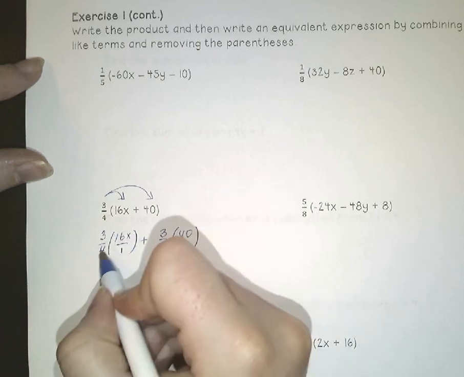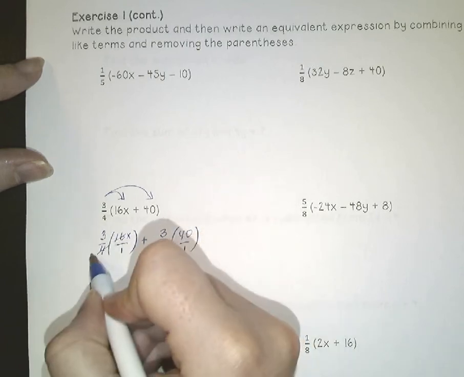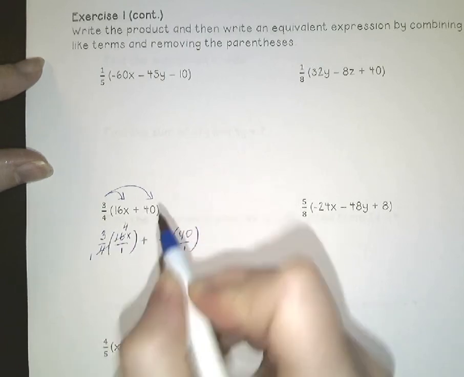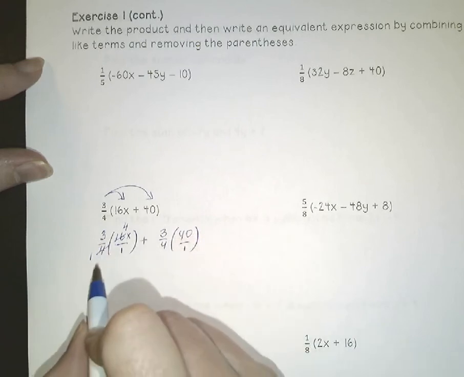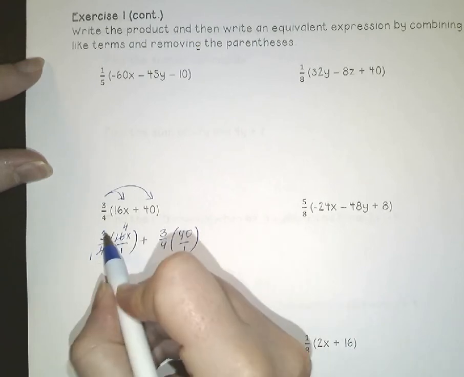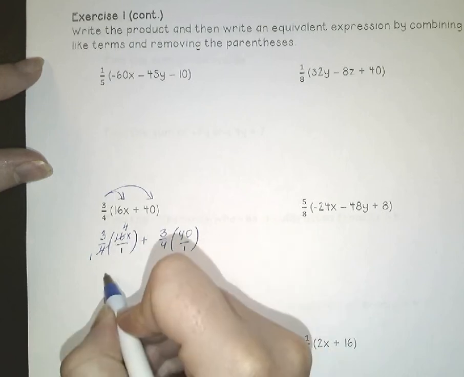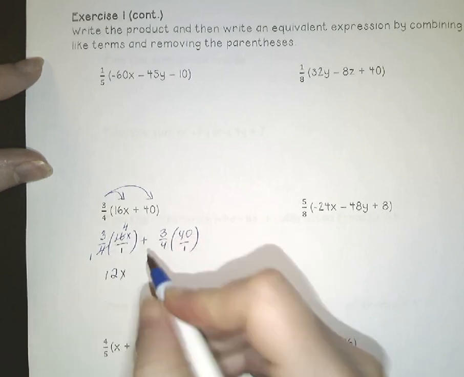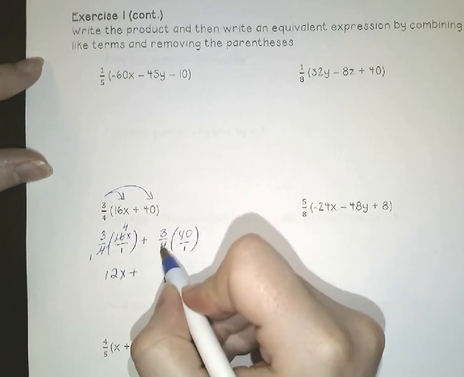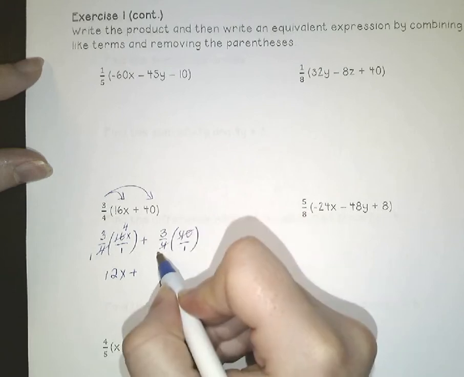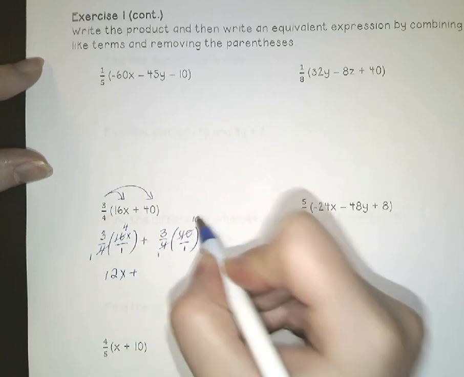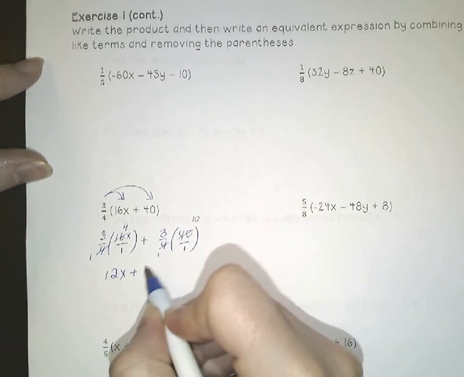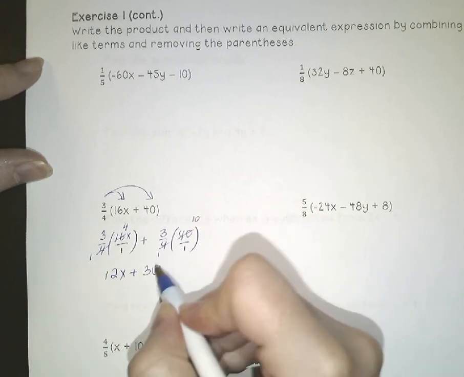I can simplify 4 and 16. 4 will become 1, 16 will become 4. Now, to make it what is left, I'm multiplying 3 by 4x, which will give me 12x plus, and I simplify 4 and 40. 4 will become 1, 40 will become 10. 3 times 10 is 30. Okay.